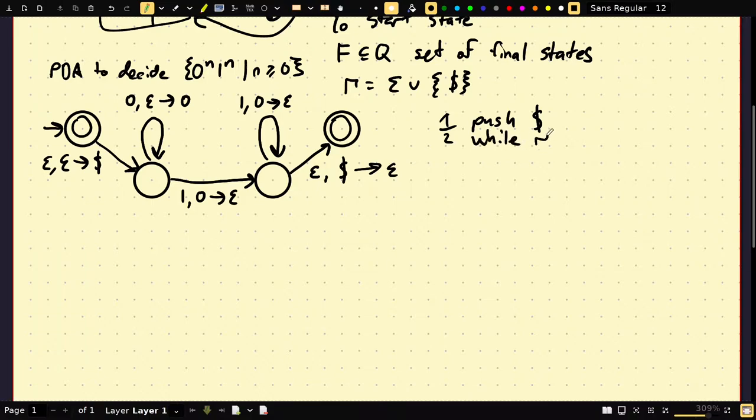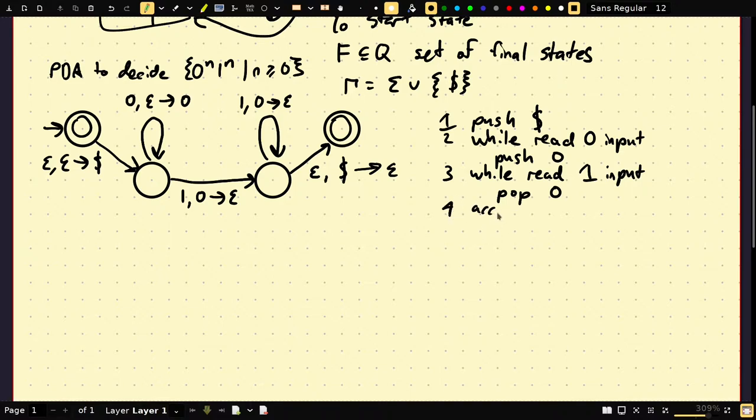while read 0 in input, push 0. While read 1 in input, pop 0. And then, so I'll say this is 3. And then except if we see that with no input left. What does that mean? If you notice, it's non-deterministic again. So if we're at a state and we see a symbol that we're not supposed to, we immediately reject. So that's obvious in the state diagram, but not necessarily in the code.